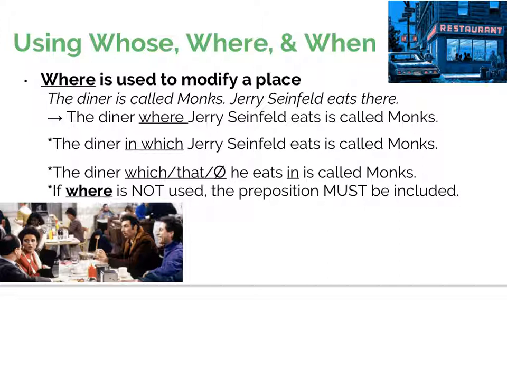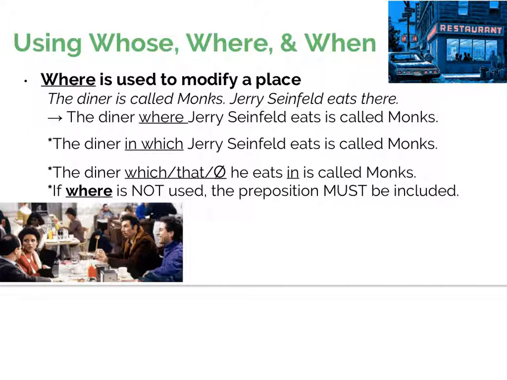When forming adjective clauses, we use where to modify a place. Look at the following example. The diner is called Monk's. Jerry Seinfeld eats there. In the second sentence, there is the pronoun that refers back to the diner, and we can replace it by creating an adjective clause that uses where. We can join these two sentences together and say, the diner where Jerry Seinfeld eats is called Monk's.